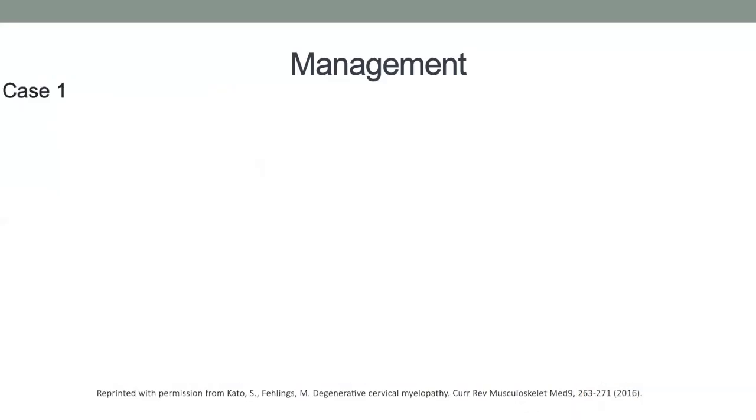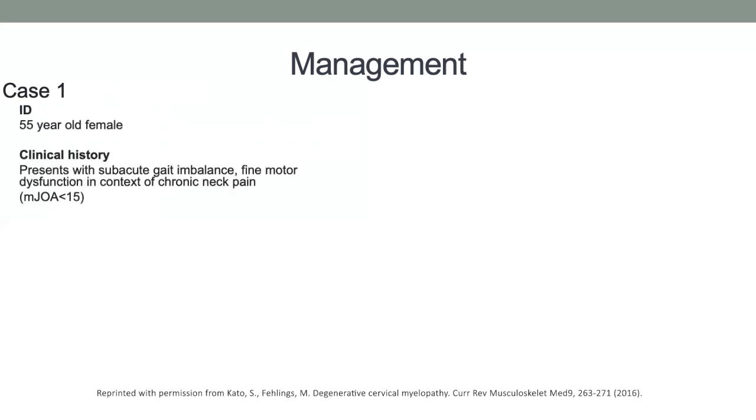So we would like to go over some case examples highlighting briefly the decision-making process for surgical approach. In the first case, we have a middle-aged female presenting with signs and symptoms of myelopathy with moderate DCM. So her mJOA is 15.